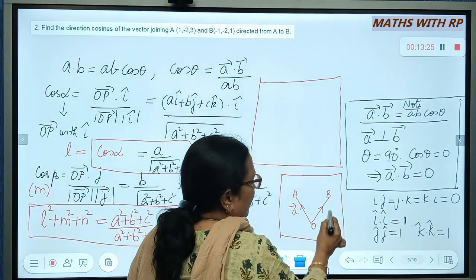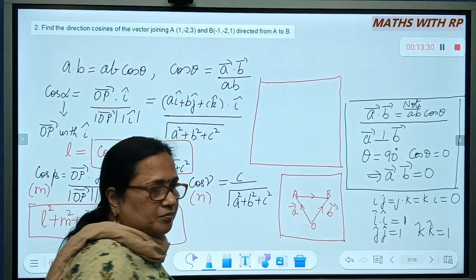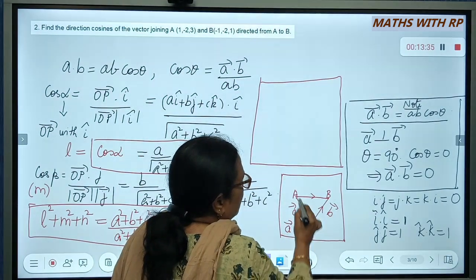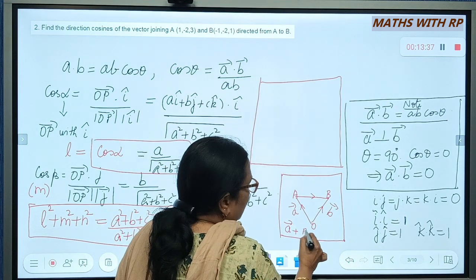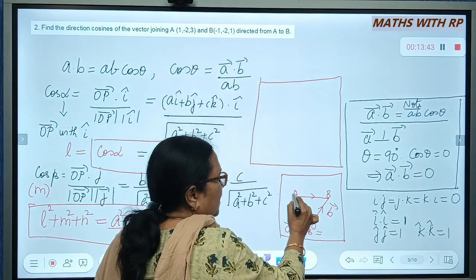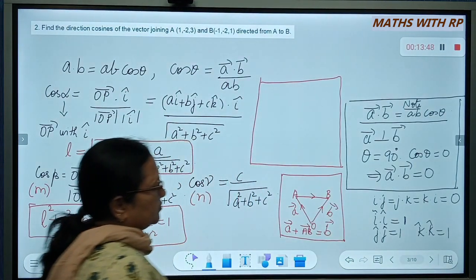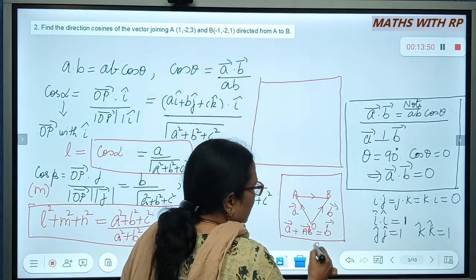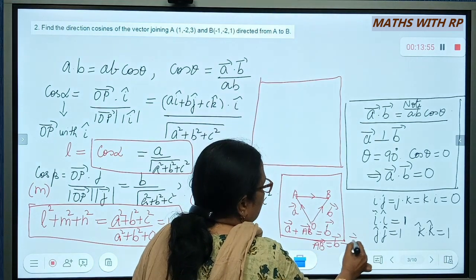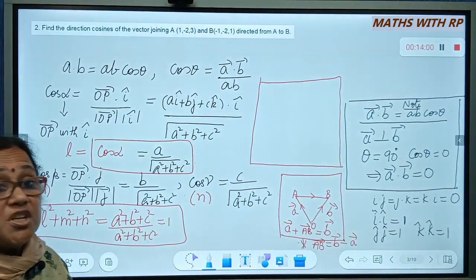Let OA be the A vector and OB be the B vector. Then what will be the AB vector? Now, A vector plus AB vector will be equal to what by the triangle law? OA vector plus AB vector will be the same as OB vector, which is the B vector. So the AB vector will be B vector minus A vector. Very important result, because we are talking about position vectors.